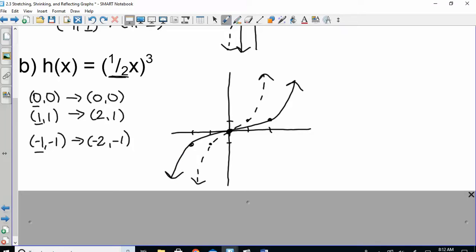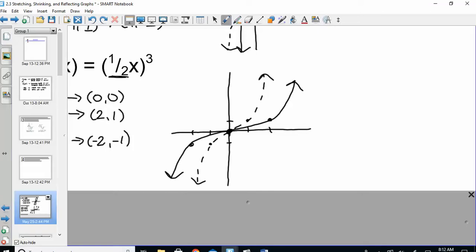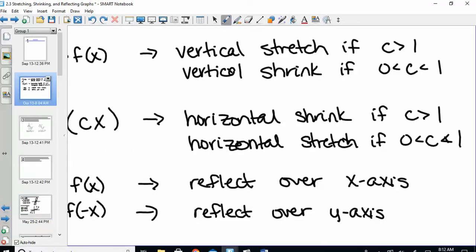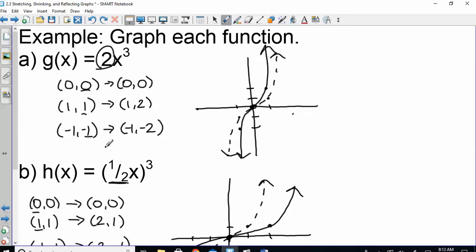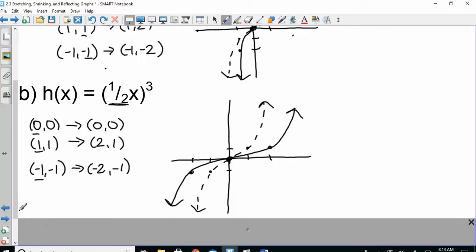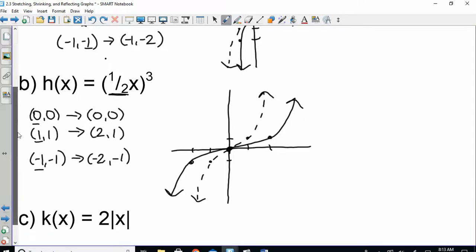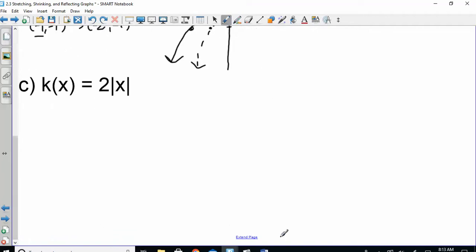In the previous slide, I told you that with our x's, if you're multiplying by something between 0 and 1, it's a horizontal stretch. So what I did with this graph is I took it and I stretched it out horizontally, so it got wider. You guys see how I got that one? Why don't you try one on your own?